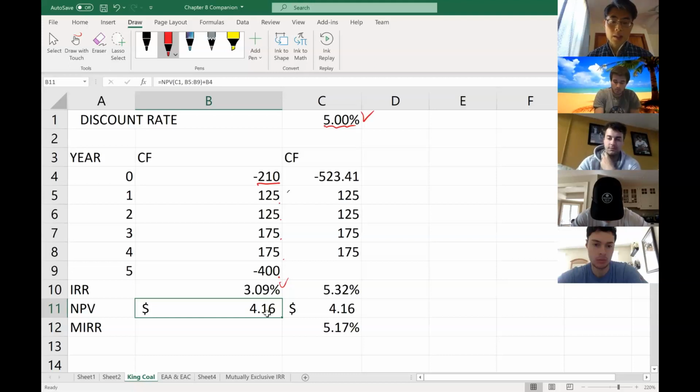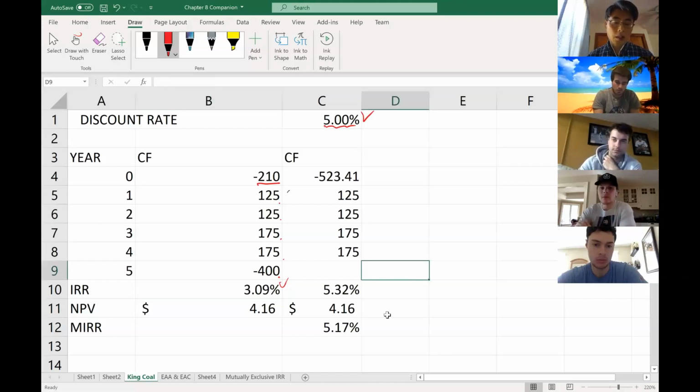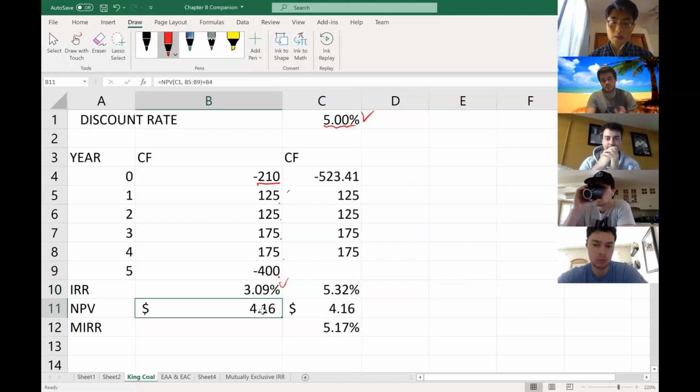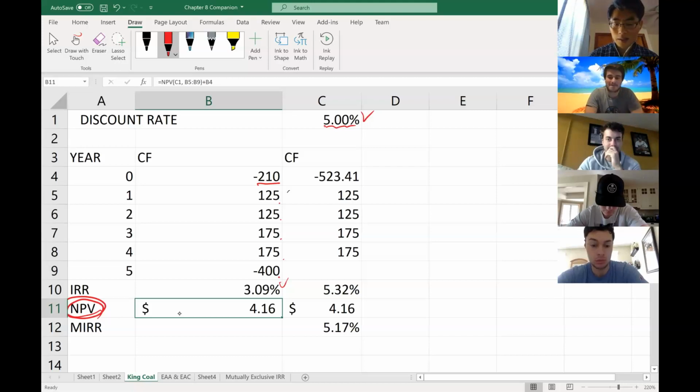Okay. So how do we deal with this problem? The first rule of thumb is whenever there is a disagreement between net present value and the internal rate of return, always trust the net present value. So if the net present value tells you that this is a good project, this is a good project, right? Second one, this doesn't really solve the problem of the internal rate of return, right?